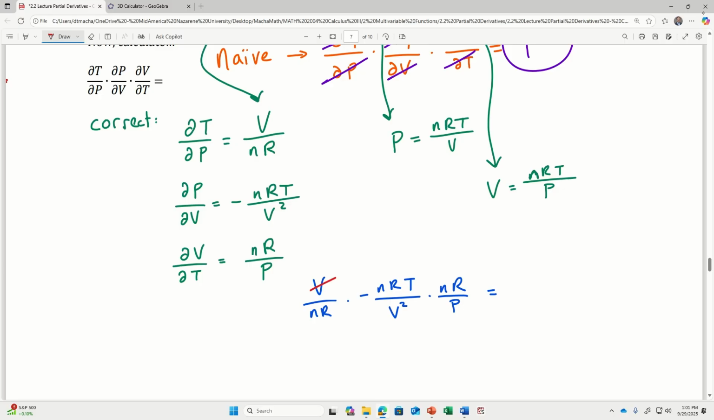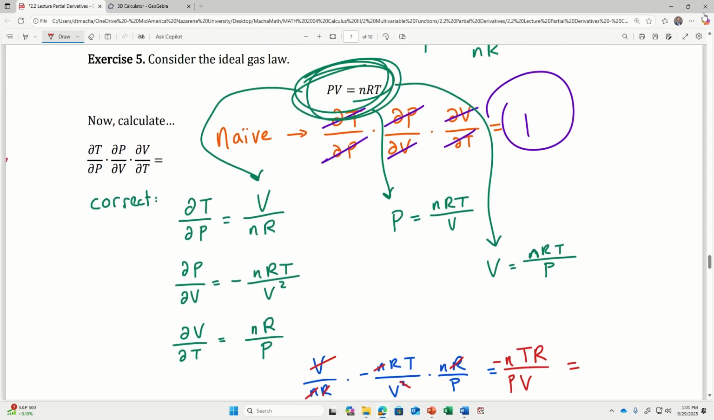V divided by V squared is 1 over V, right? R and R cancel, but I'm left with 1 R in the numerator. This N can cancel with this N. I'm left with 1 N in the numerator. I also have a T, nRT, and a PV, and it's negative. Aha, so I wasn't doing anything wrong. The only thing I did wrong was not believe in myself.